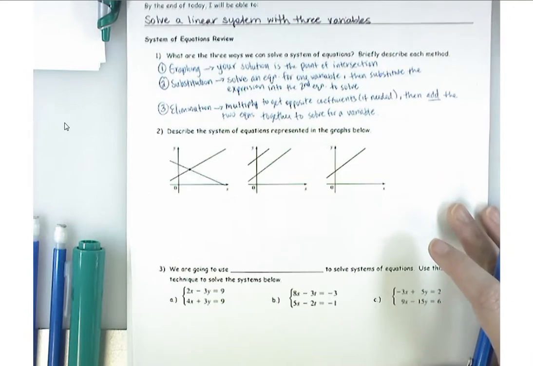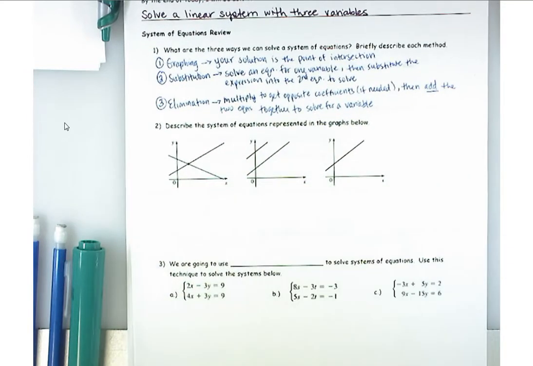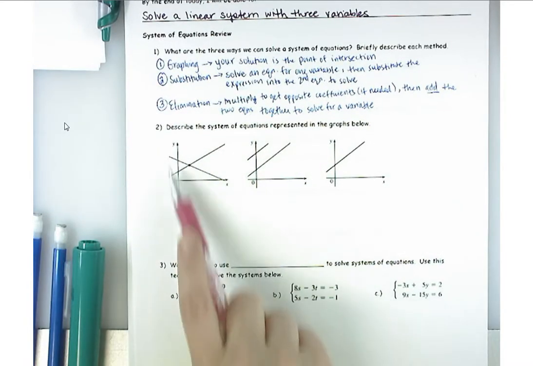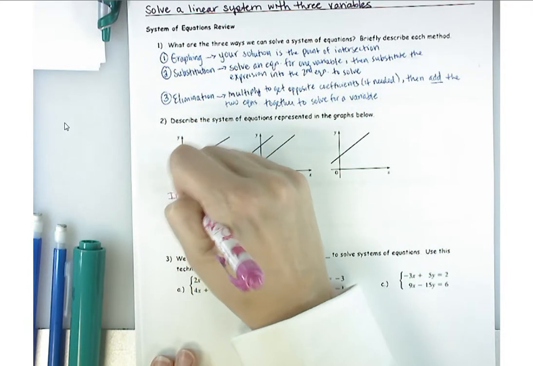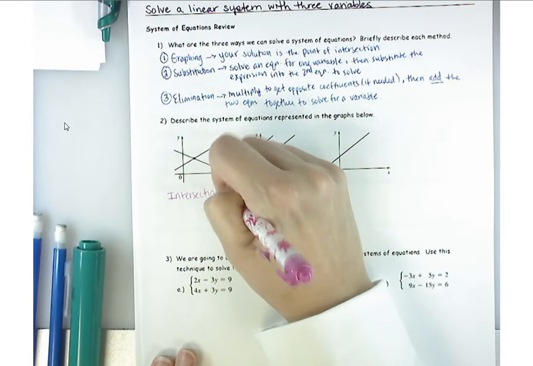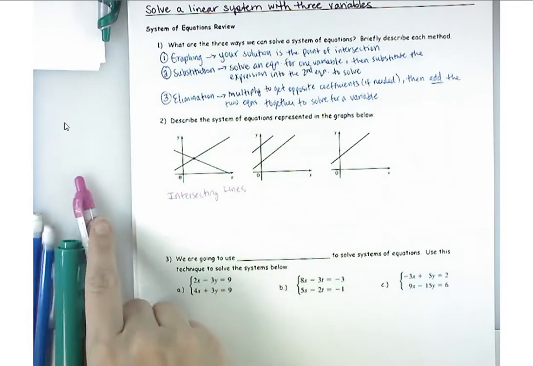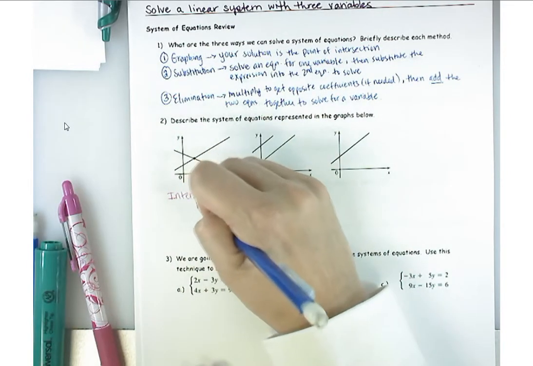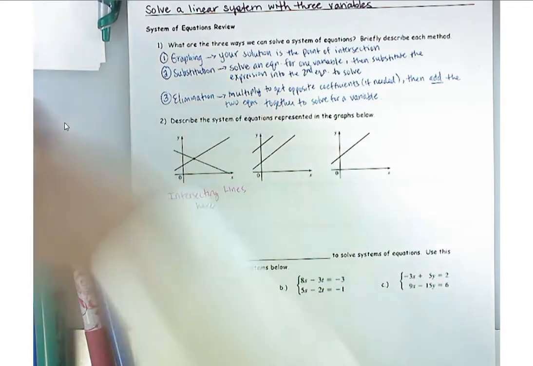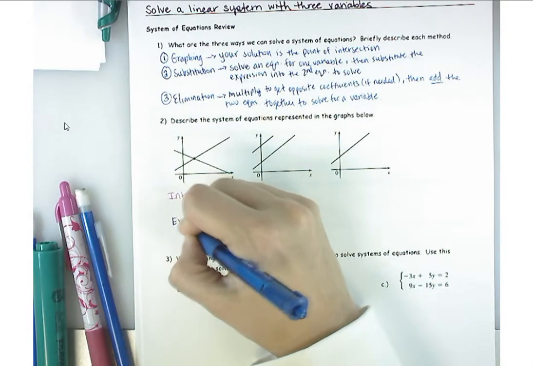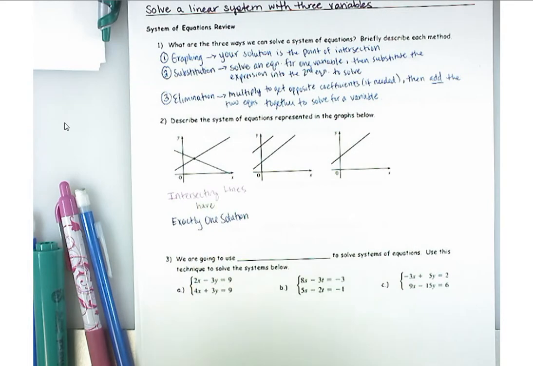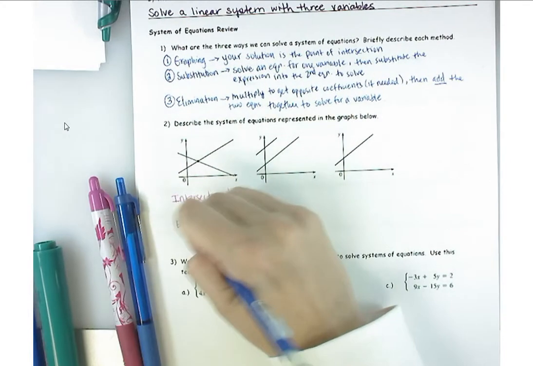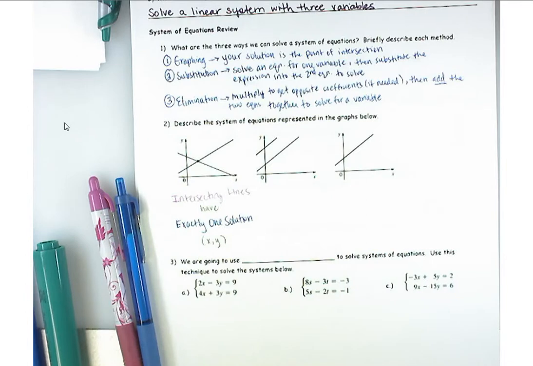So we're going to briefly describe what these systems look like in a graphic representation. So graphically, you can see this intersects at one point. So these are going to be intersecting lines. And intersecting lines are going to have exactly one solution. Okay, that solution is in the form x comma y. Every solution is going to be a point.